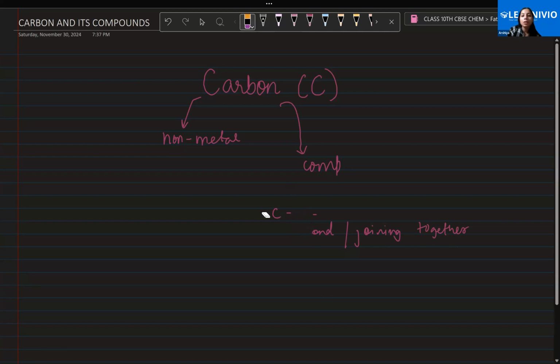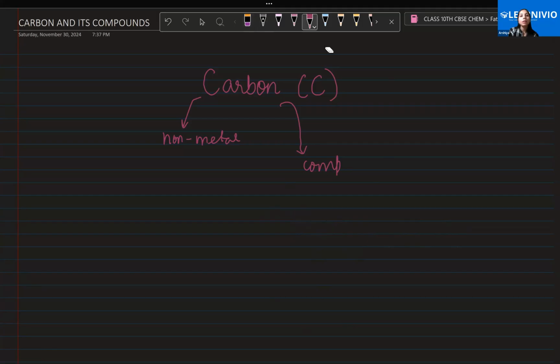Ma'am, is it also called a chain? Yes, a carbon chain. Only if it's a chain, then no other element should be there. A carbon chain means carbon, carbon, carbon, and so on. A bond is basically when one carbon is joining the other carbon, so they have a bond in between. It's a link that's joining both the carbons. That link is called a bond.